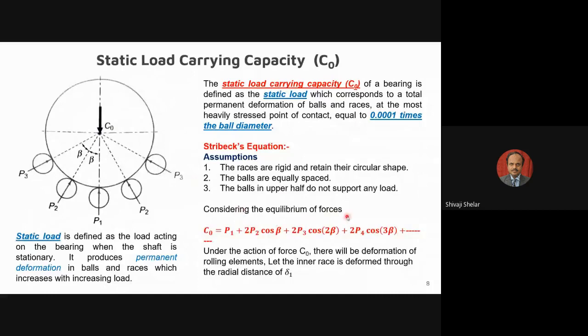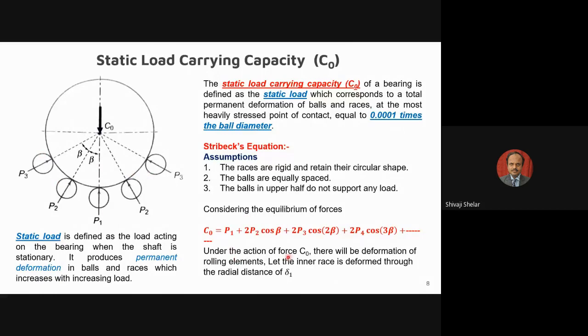So considering the equilibrium of forces, the downward force C naught should be equal to the upward forces. So we have upward force P1 plus twice P2 cos beta, then twice P3 cos 2 beta, and so on. Now these forces will have another component, that is horizontal force, but the horizontal force components of the P2 forces, being equally spaced, will cancel each other. So in the horizontal direction there is no force acting in this plane at this moment.